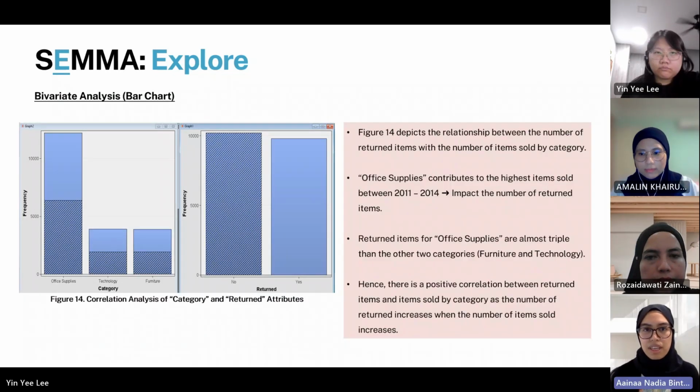Next, figure 14 displays the relationship between number of returned with number of items sold by category. Office supplies contribute to the highest items sold between these 4 years, which impact the number of returned items. From the graph, we could see that the returned items for office supplies are almost triple than the other two categories. Hence, we can conclude that there is a positive correlation between returned items and items sold by category. This is due to the fact that the number of returns increases when the number of items sold also increases.